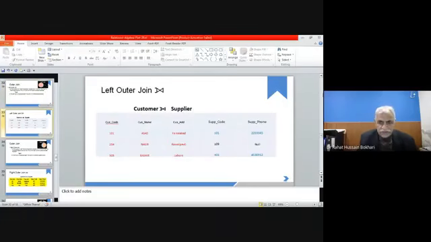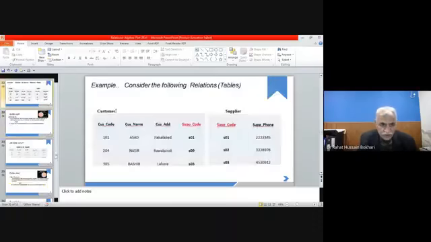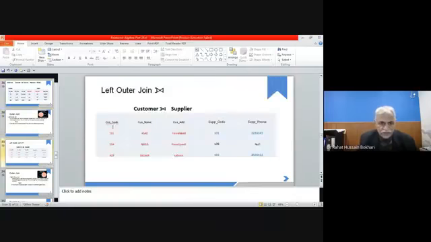In the very beginning, keep in mind that we have customer code, customer name, customer address, and supplier code. These are the three rows: 101, 204, 305. We have to retain the left table, so in the resultant these three rows should be retained. These three rows have been retained from the left table, with customer code, customer name, customer address, and supplier code.